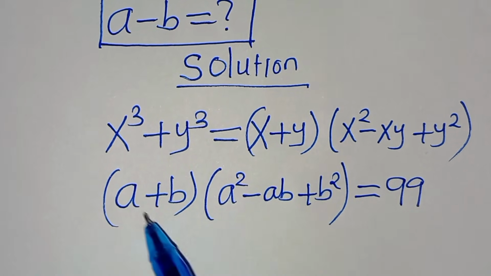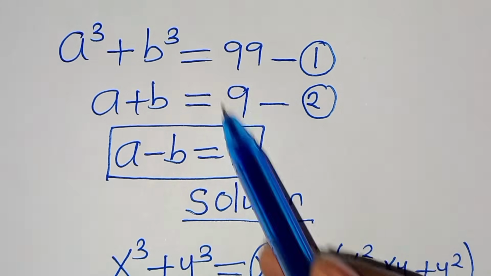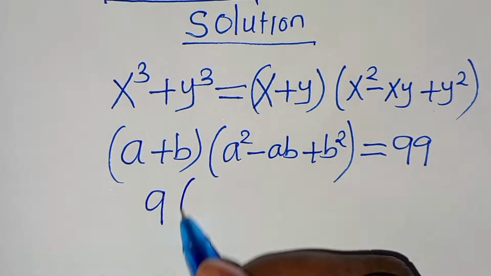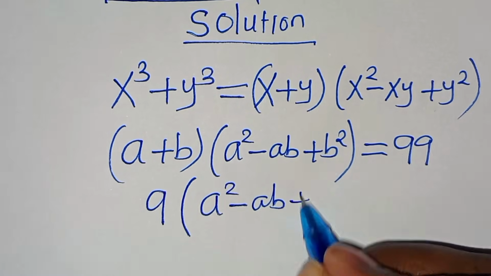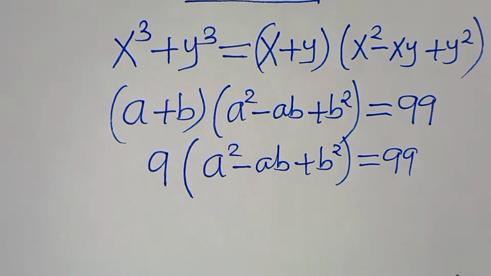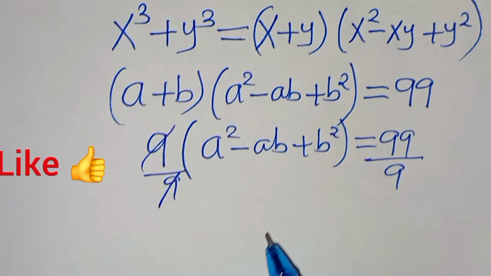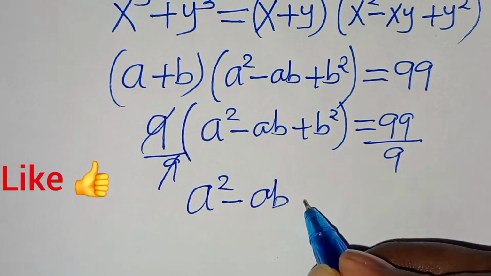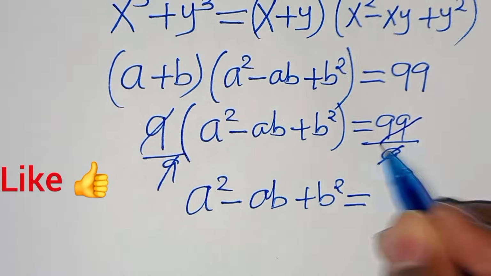The next step is that we have a plus b. This is what we have in equation 2 here. A plus b is equal to 9. Let's substitute 9 here, so we have 9 times the parentheses a squared minus a times b plus b squared. This is equal to 99. So let's divide both sides by 9. Now we have a squared minus ab plus b squared equal to 99 divided by 9, which is 11.